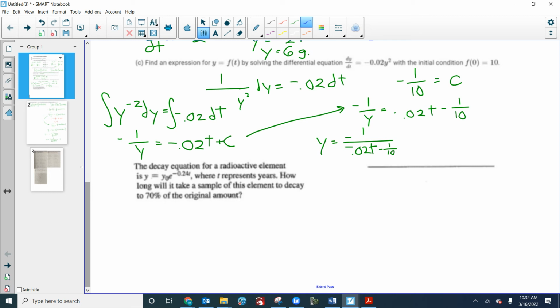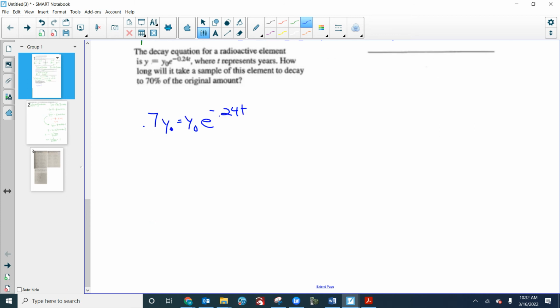All right. How long will it take the sample of this element to decay to 70% of the initial amount? So are we putting 0.7 y naught or 0.3 y naught? 0.7 y naught. So 0.7 y naught equals y naught e to the negative 0.24 t. Here's what you're going to do on the quiz. Cancel the y naughts. Take ln on both sides.